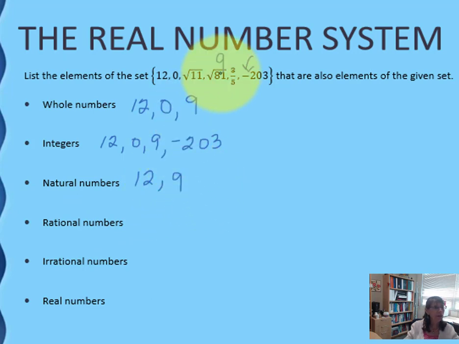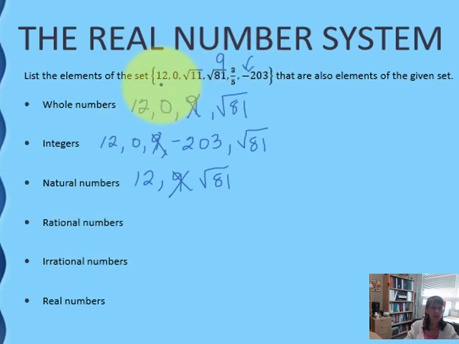And for 9, I really should be writing that as square root of 81. Let's go ahead and fix that, square root of 81, so we don't get mixed up here. Okay. Rational numbers, those are fractions or numbers that could be written as fractions.